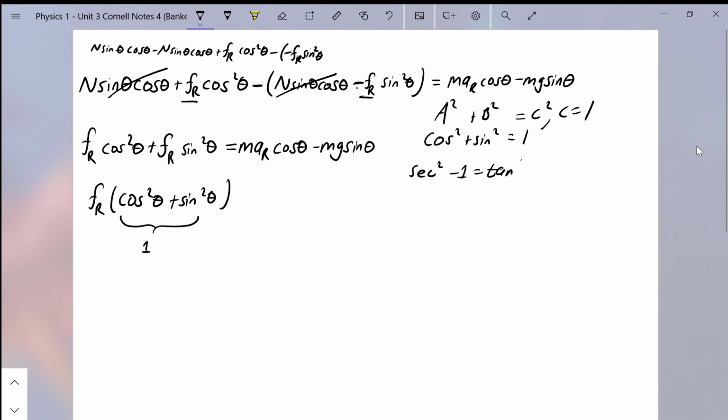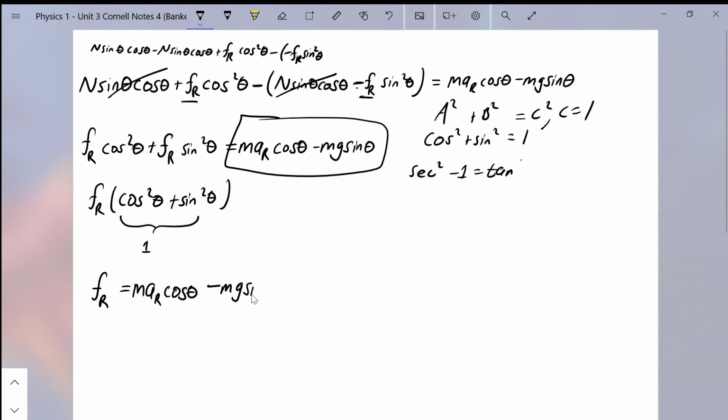The result that we get as far as our unit circle result is that cosine squared plus sine squared is equal to 1. So this f sub r times cosine squared theta plus f sub r times sine squared theta, that whole thing is actually equal to just f sub r. And f sub r is equal to the stuff on the right-hand side, which is m times a sub r cosine theta minus m times g times sine theta.